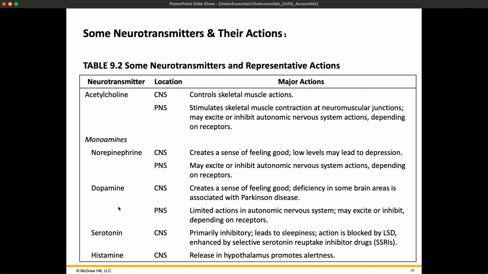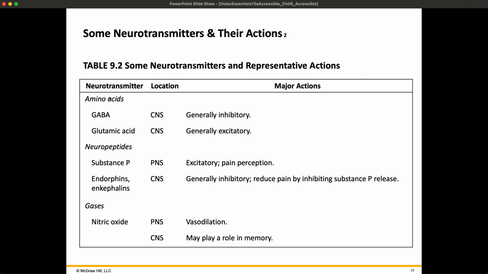Here's a list of the neurotransmitters. You can go through these if you want to. I definitely recommend being familiar with at least the ones that are listed here: acetylcholine, norepinephrine, dopamine, serotonin, histamine, and their basic actions. This will just help you if you're staying in medicine. You'll hear a lot about a lot of these. Amino acids, GABA. If you ever get put on gabapentin, a lot of times this is a pain reliever and a, what's the word I'm looking for? A sedative.